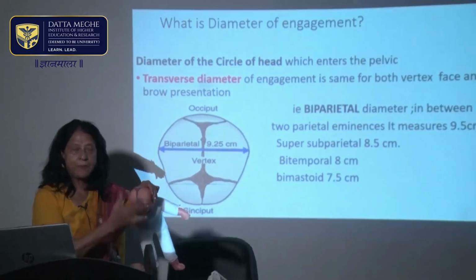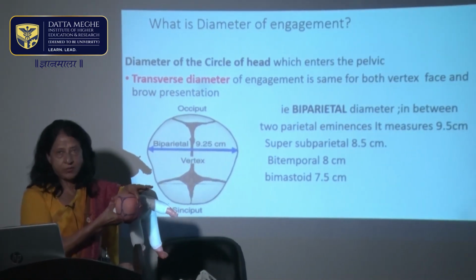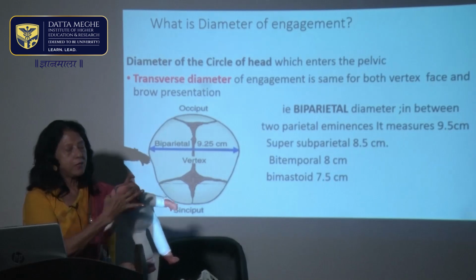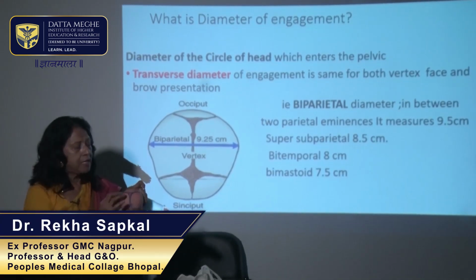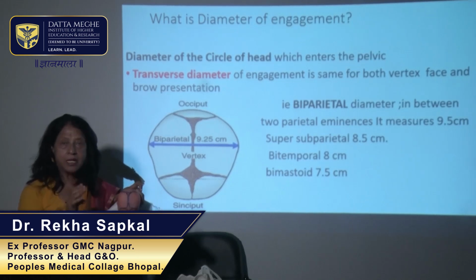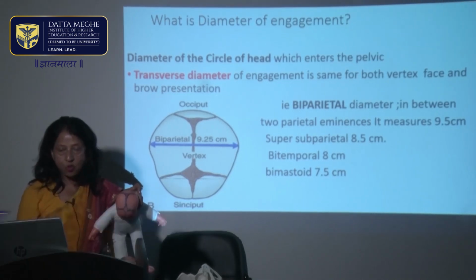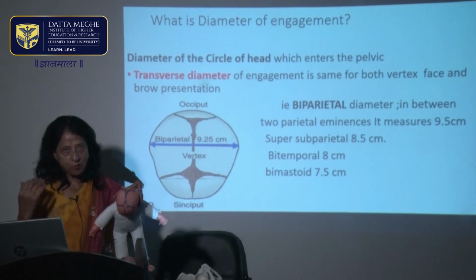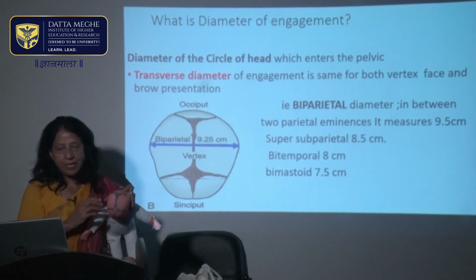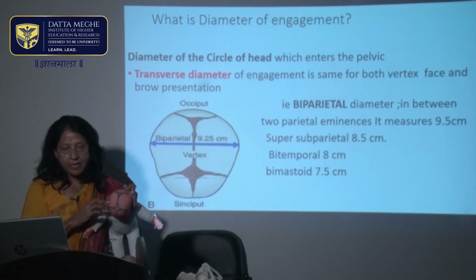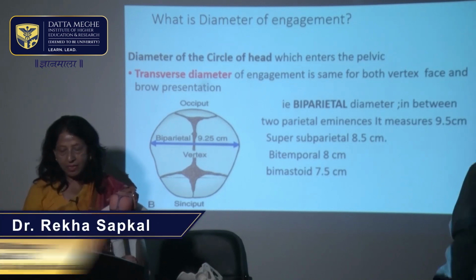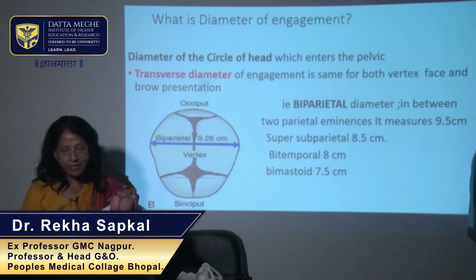This transverse biparietal diameter is 9.5 centimeter. It is the distance between the two parietal eminences. So, it is 9.5 centimeter. Other transverse diameters, they are not clinically significant. However, we must know them from MCQ point of view. So, what is the bitemporal diameter? Bitemporal diameter is 8.5, here by mistake I wrote biparietal, 8.5 centimeter.